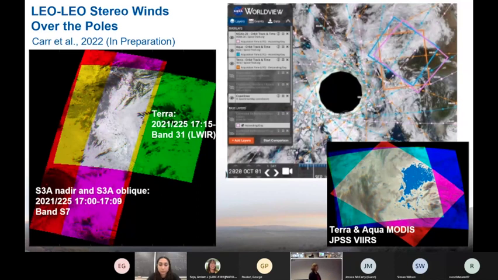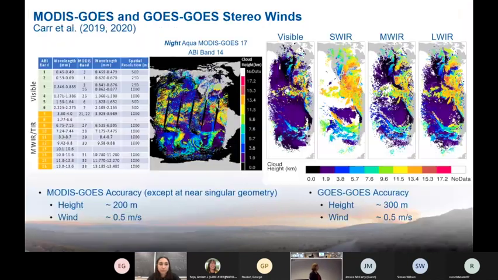So there's a lot to explore in terms of the wildfires over the northern regions. That's something we'd like to learn more about and potentially collaborate with you on, if that's of interest. Okay, so this is just an example of LEO, GEO, and GEO pairings.